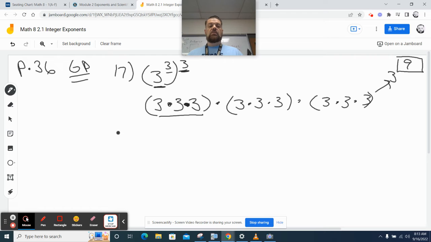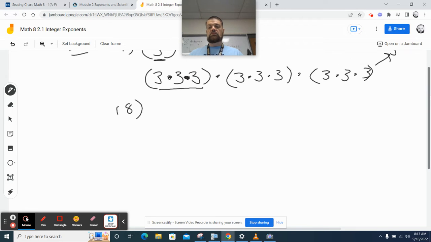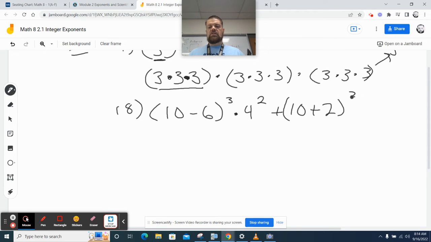See how that works? Problem number 18. I'm going to need some room on this one. Problem number 18, I've got 10 minus 6, the quantity 10 minus 6 raised to the third power, times 4 squared plus, in parentheses, 10 plus 2 squared.